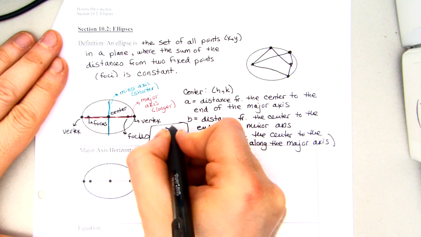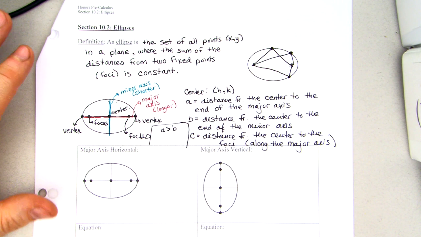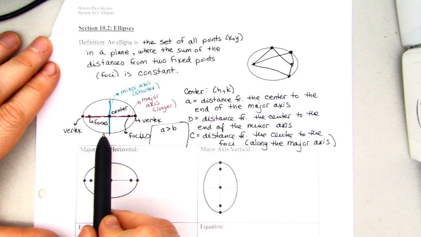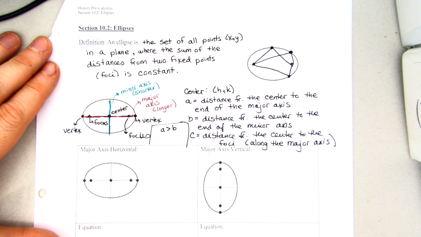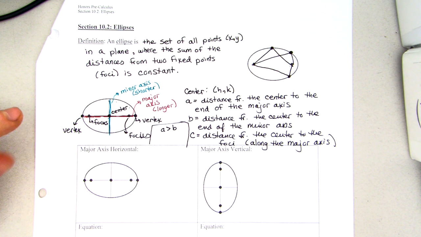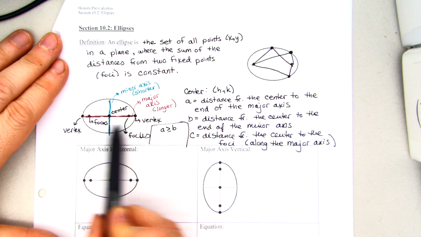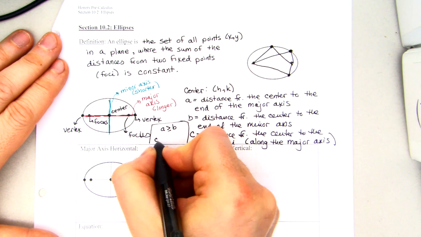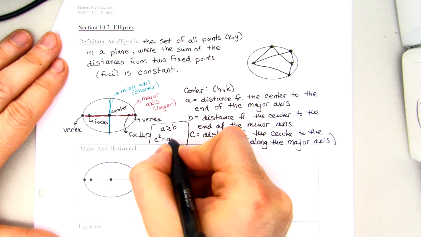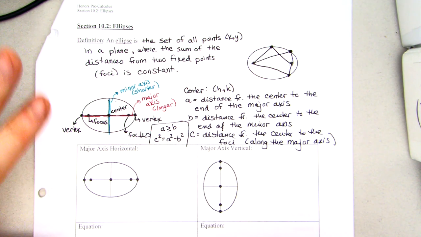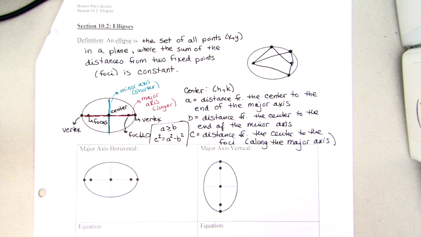Because of that, a is always greater than b. I guess we could say greater than or equal to b, but if they were equal, what shape would it be if the major axis and minor axis were equal? I hope you just said circle. We have a relationship between c, a, and b: c squared equals a squared minus b squared. In the interest of time, we're not going to go through the derivations of these things. We're just going to see how to work with these formulas.